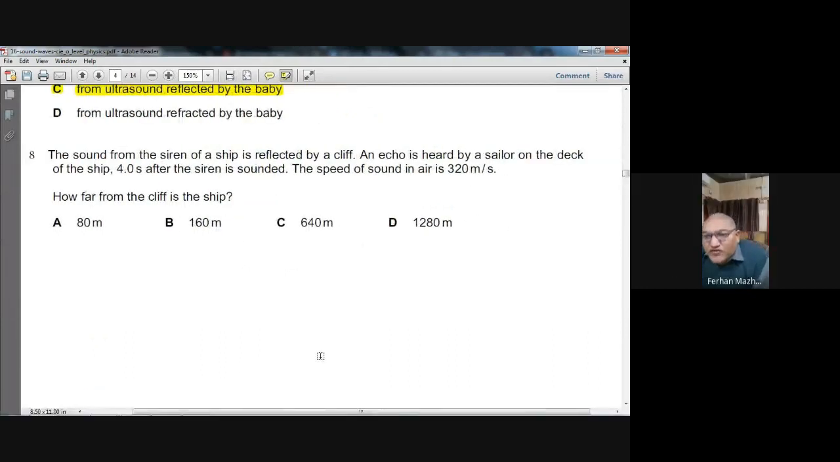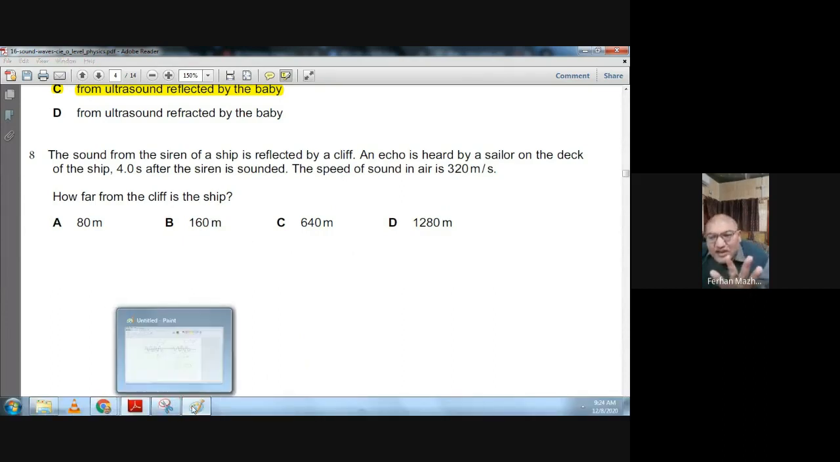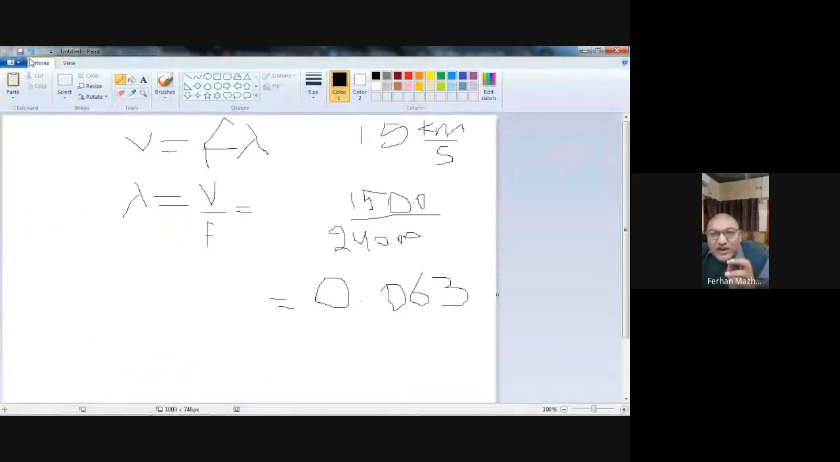The sound from the siren of a ship is reflected by a cliff. An echo is heard by a sailor on the deck of the ship 4 seconds after the siren is sounded. The speed of the sound in air is 320 meters per second. How far from the cliff is the ship? Okay, so try to understand this numerical. This is the main kind of numerical which will be showing up in your paper.